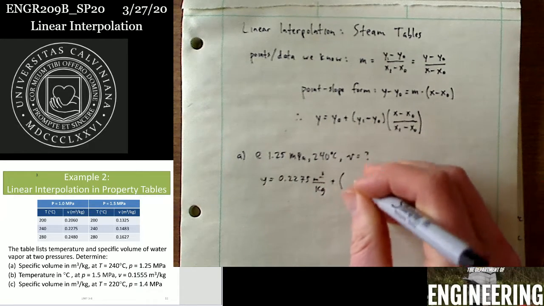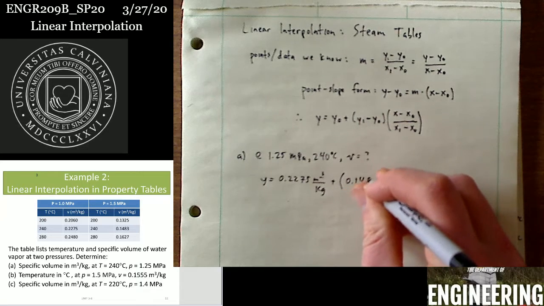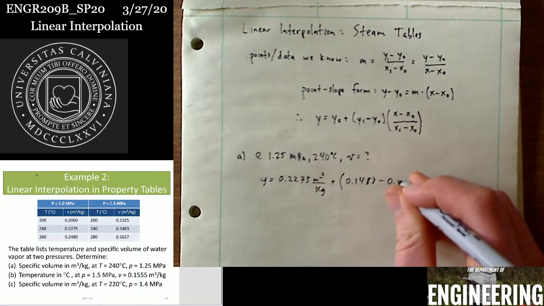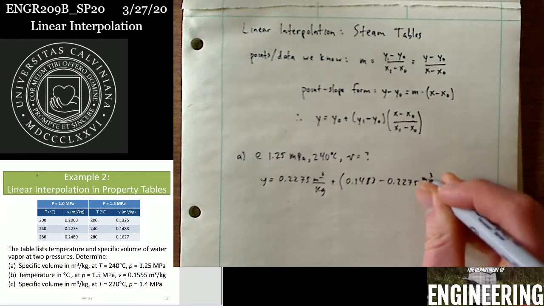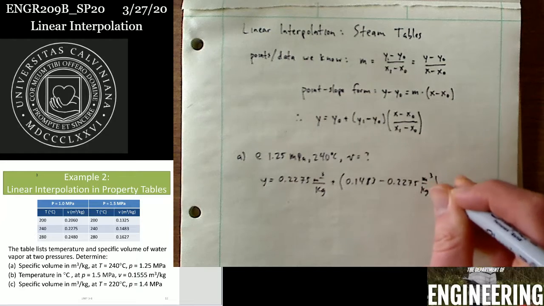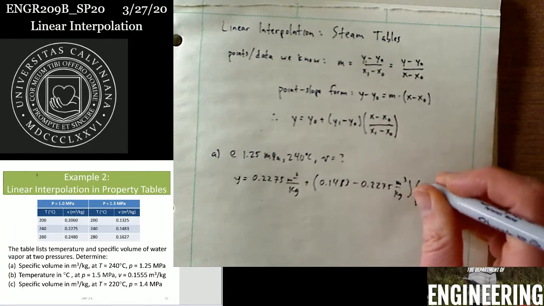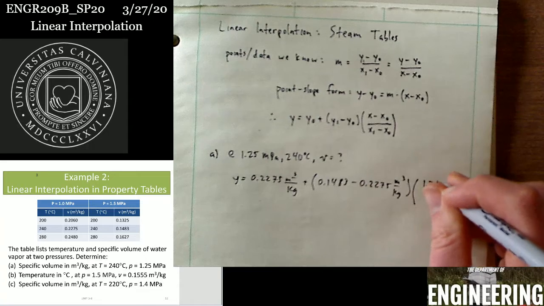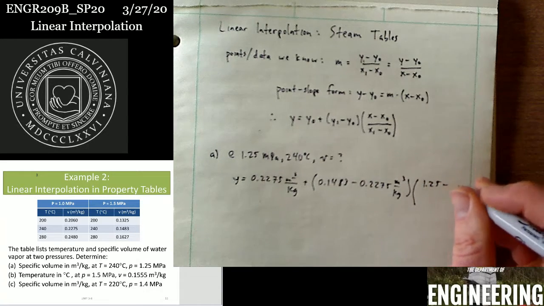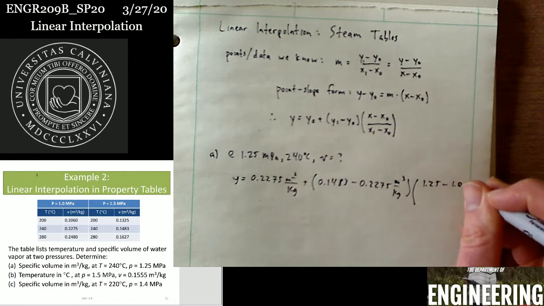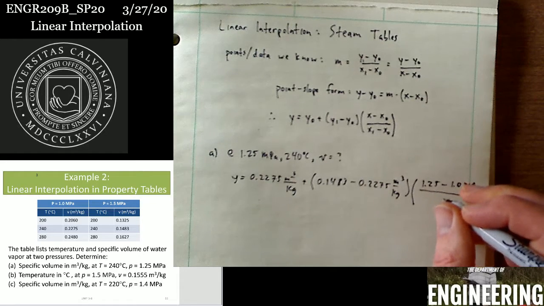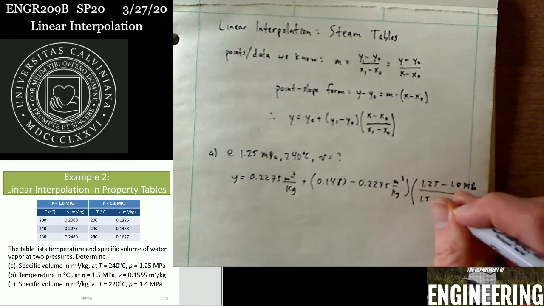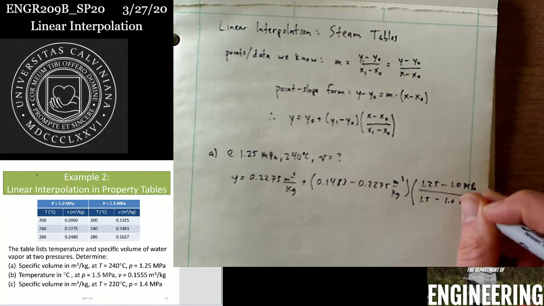plus 0.1483 minus 0.2275 meters cubed per kilogram, times 1.25 megapascals, which is our pressure of interest, minus 1.0, and that's our x0, divided by x1, which is 1.5, minus 1.0 megapascals.